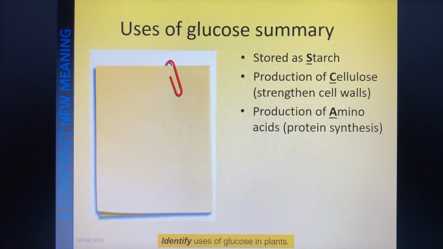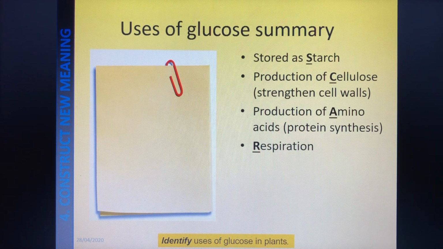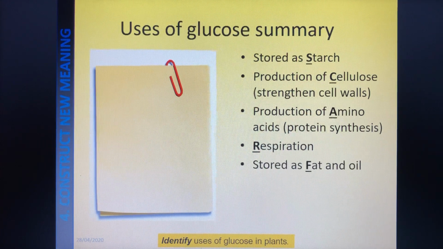Some of it is used to build amino acids, and amino acids then build up to make proteins, and the proteins are used for growth. Some of it is used for respiration, which we've talked about. It's the reverse of photosynthesis. We'll be talking about respiration a lot more in the second part of B4. And we've got to remember that all living things respire. So even though we tend to think of plants as just photosynthesizing, they're also respiring at the same time. And then our F is that they are stored as fats and oils, okay?